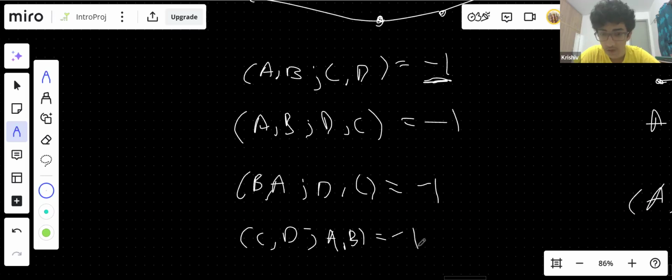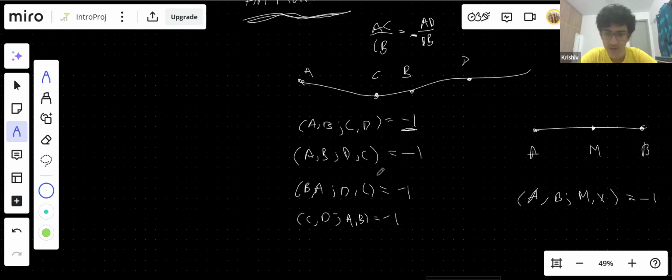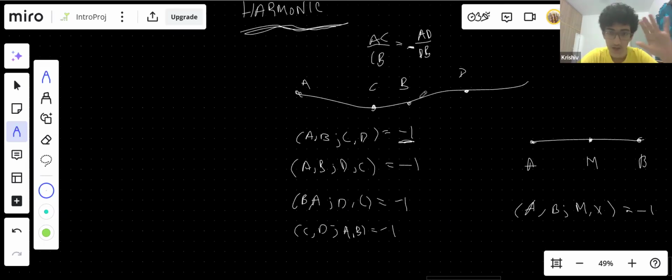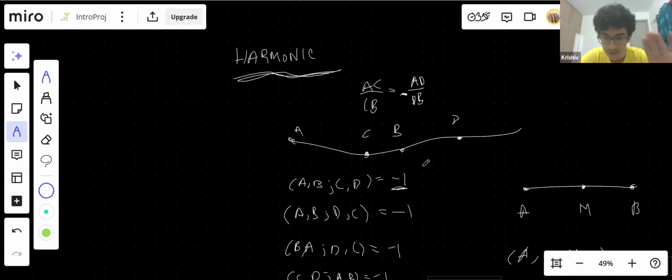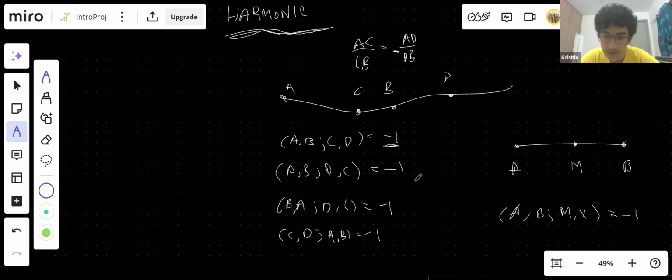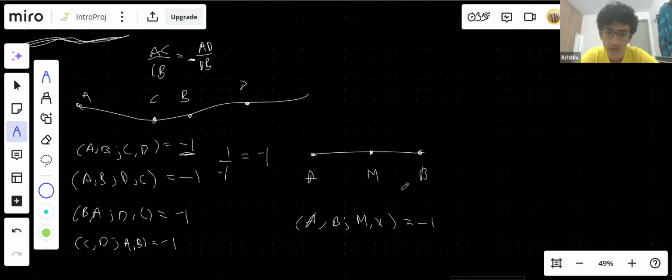This isn't true for all cross ratios, by the way. You can't just switch around as you like for all cross ratios. This is only true for harmonic things. Harmonic means the cross ratio is -1. Why we can do this is because 1 over -1 is equal to -1. So that's why we can do this.